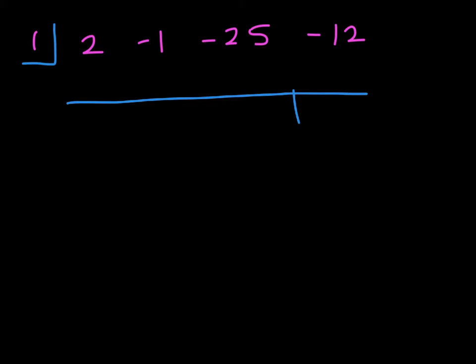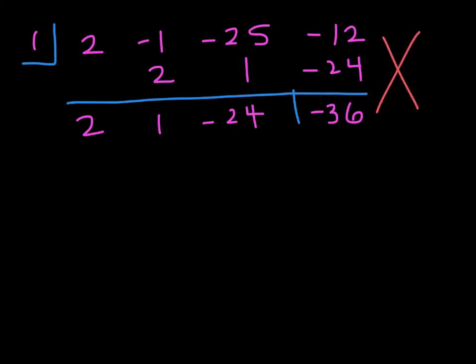All right, drop the 2. 1 times 2 is 2. Negative 1 plus 2 is 1. 1 times 1 is 1. Negative 25 plus 1 is negative 24. 1 times negative 24 is negative 24. This is negative 36. All right, 1 is not a 0 again, right? So it was just a 0 one time. So I'm just going to do this, guys. A big X right there, okay? It didn't work out again.